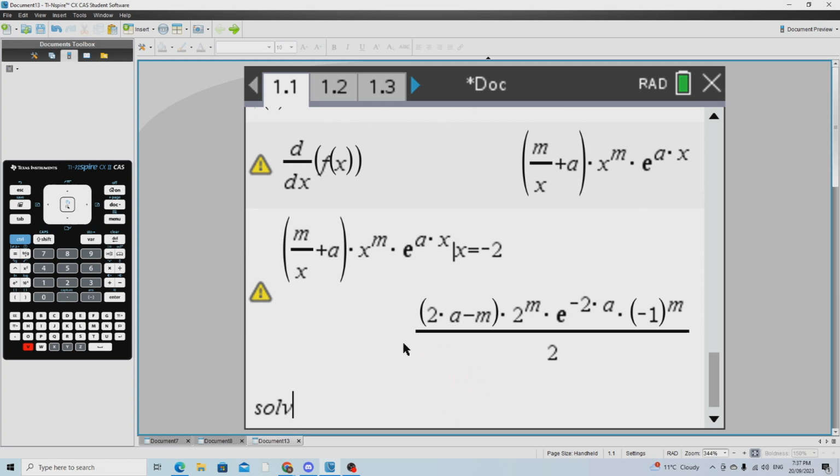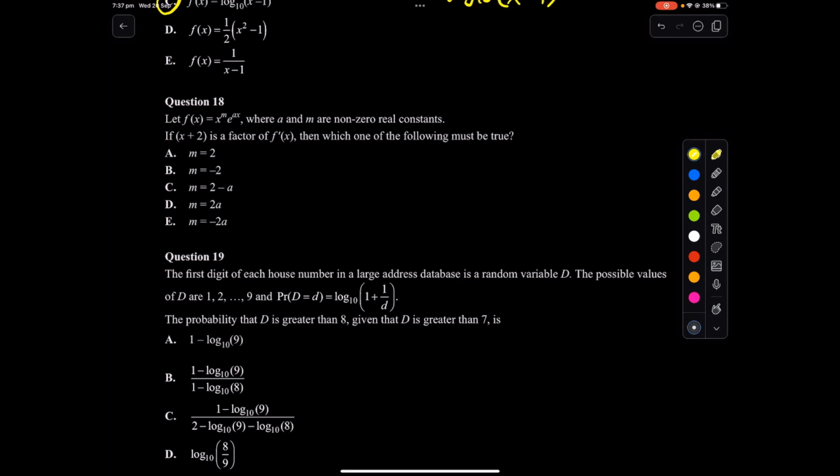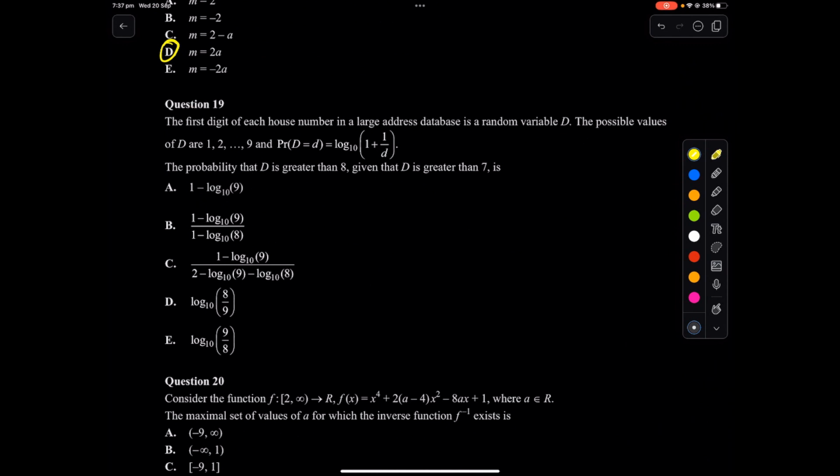So we want to solve this, let it equal to 0, for m. Okay, what the hell is this? M equals 2a. Only this one looks like the right answer, because the others look like junk. So m equals 2a, which one does that look like? D is the answer.